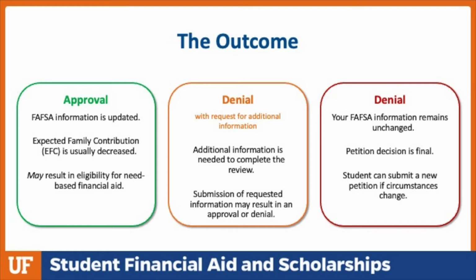2. The petition requires additional information. In this case, the student would be notified through email of the documentation being requested, and the student will have an opportunity to submit that documentation to determine an approval or denial. And the third option is that the petition is denied. In this scenario, no changes could be made to the student's FAFSA based on the information submitted. If, however, a student's circumstances change, a new petition can be submitted.